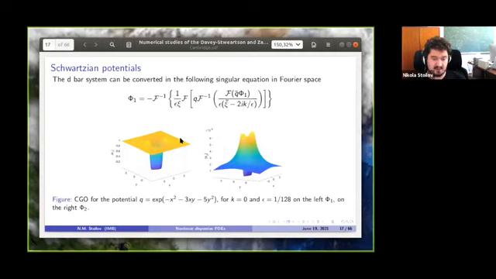For Schwartzian potentials, the D-bar system goes to a singular equation in the Fourier space, and the trick that we did is to compute the singularities explicitly. So we have an analytic approach to peel off the singularities, compute them separately up to numerical precision, so up to 16 orders of magnitude, plug them back in, compute everything else numerically, and we find solutions with very high precision.